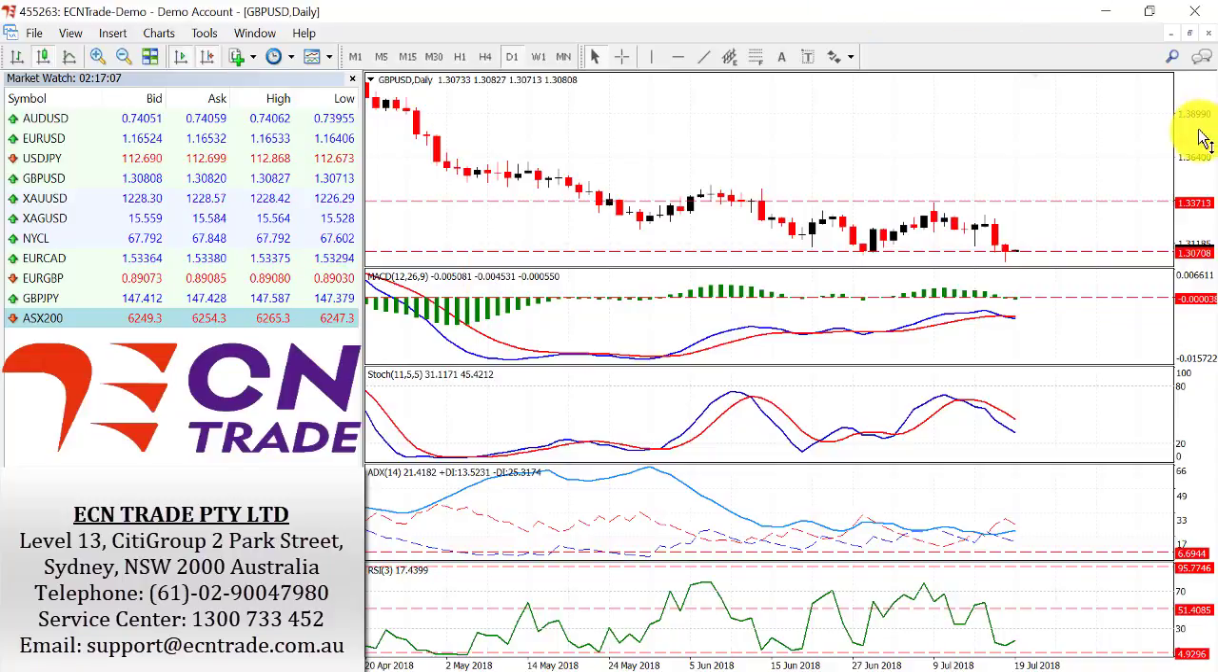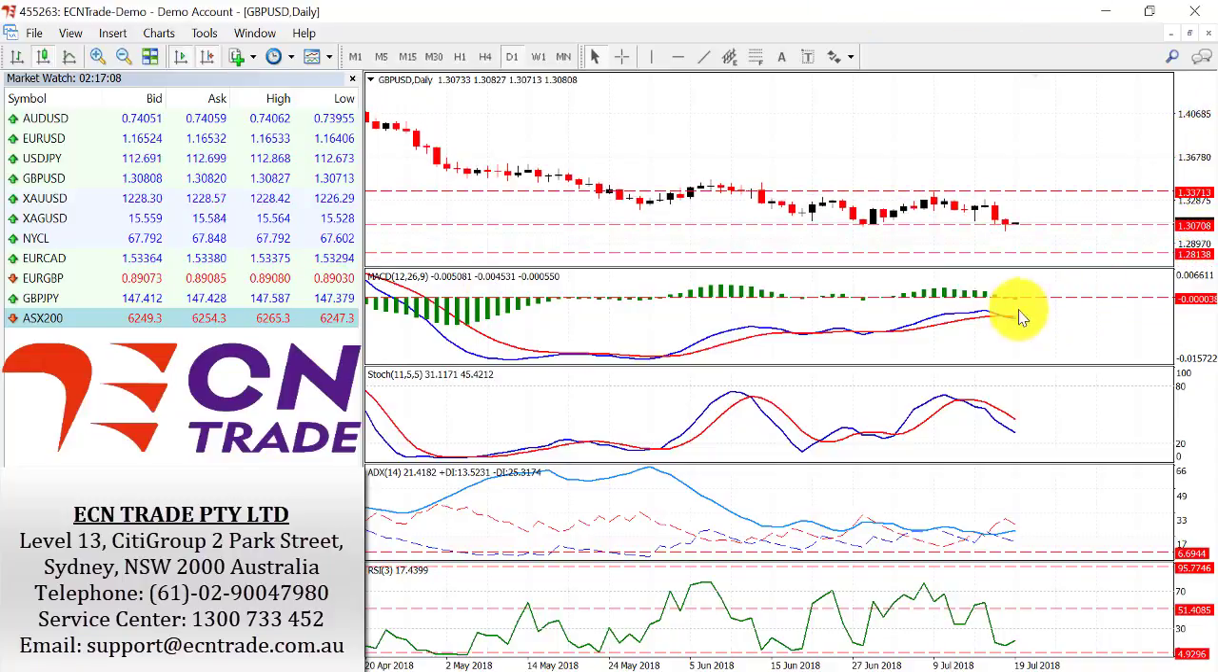But overall, we took out the 130.60 level overnight. Therefore, I'm looking towards the 128 region now. Sell any rally towards the 131 handle.